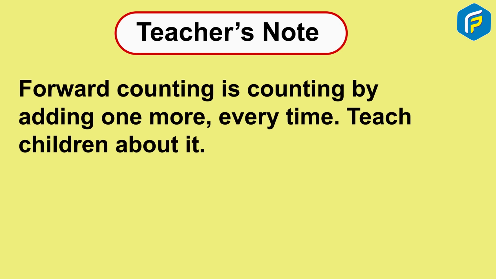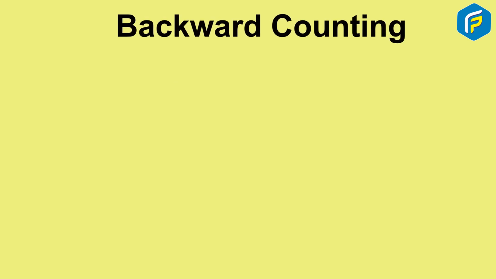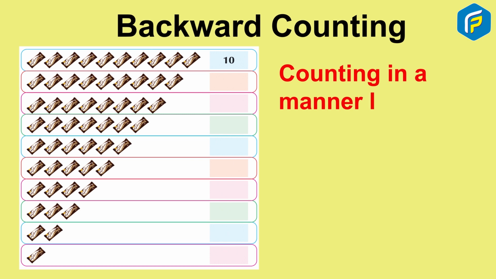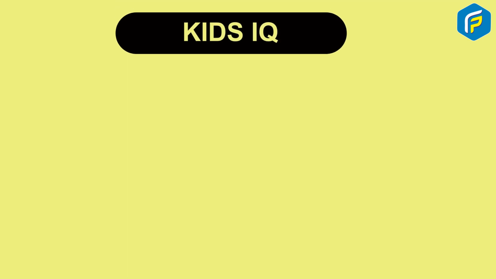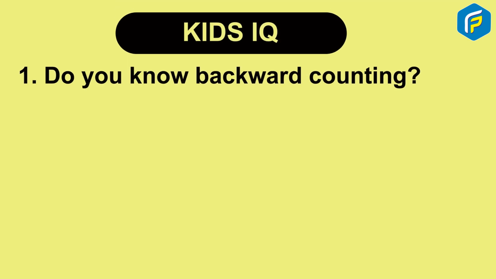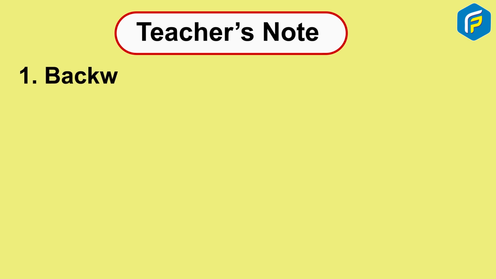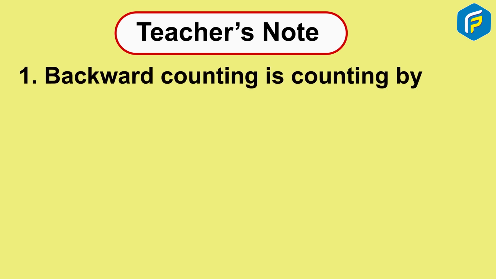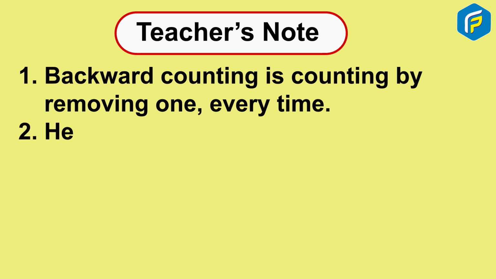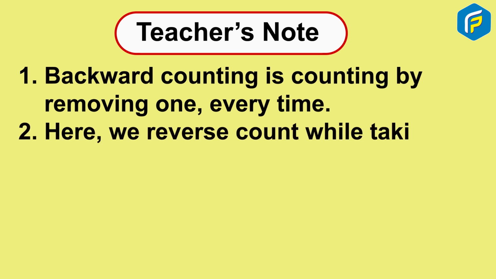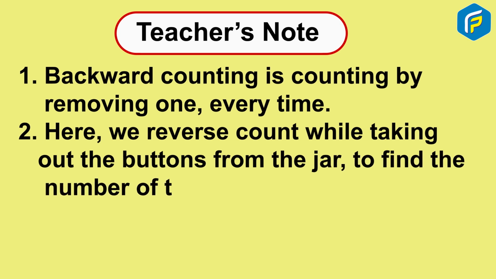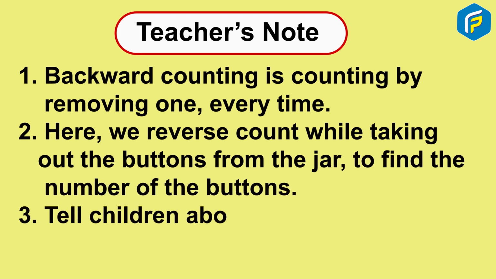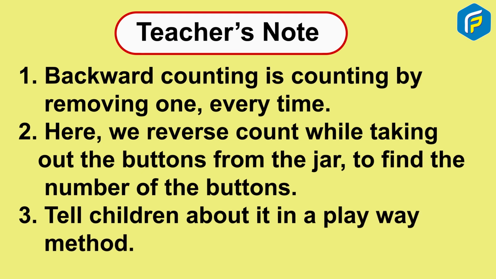Teach children about it. Backward counting. Counting in a manner like 9, 8, 7 is called backward counting. Kids IQ. 1. Do you know backward countings? Teachers note. Backward counting is counting by removing one every time. 2. Here we reverse count while taking out the buttons from the jar to find the numbers of the buttons. 3. Tell children about it in a playway method.